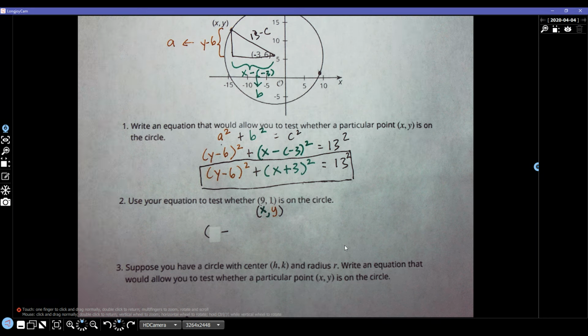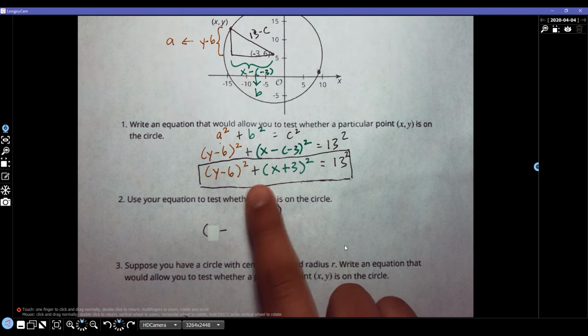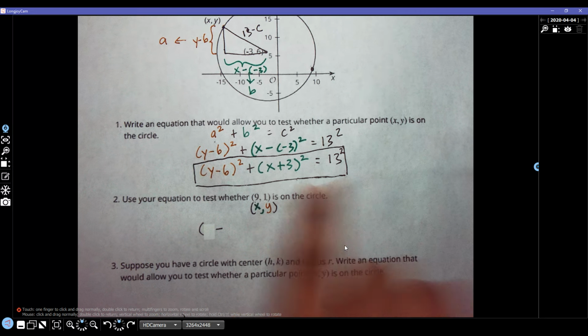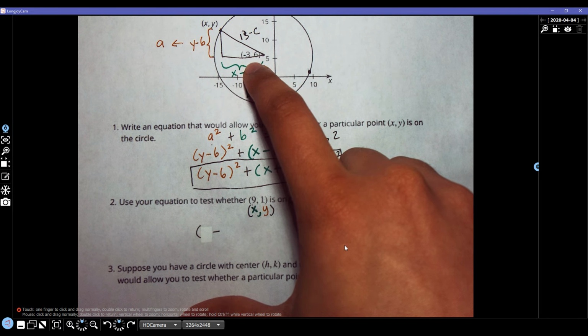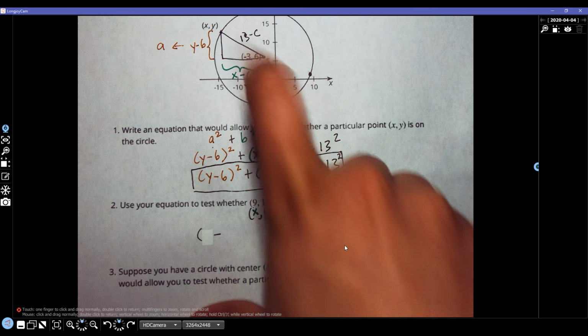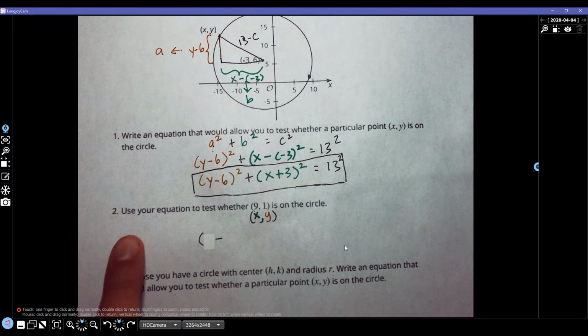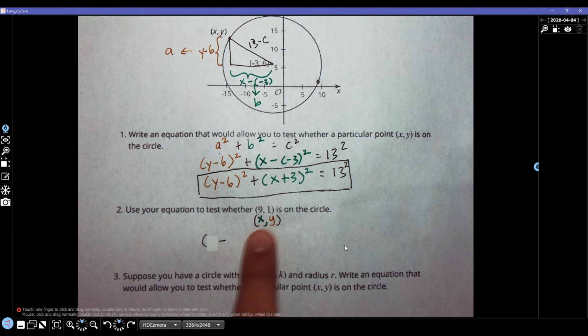We are going to go over question number 2 in Activity 2. So we had just come up with an equation in question 1 to test whether any particular point, x, y, would be on our given circle over here with center -3, 6, and radius 13. So question 2 says, use your equation to test whether 9, 1 is on the circle.